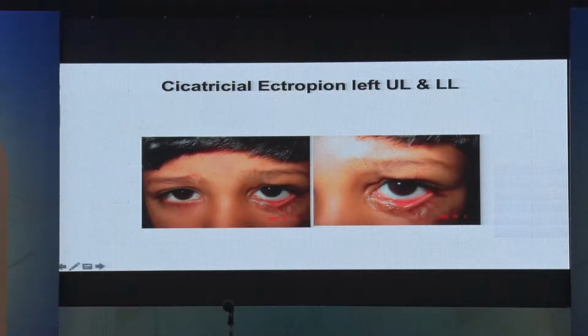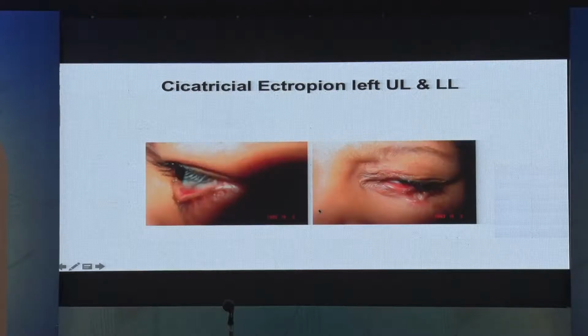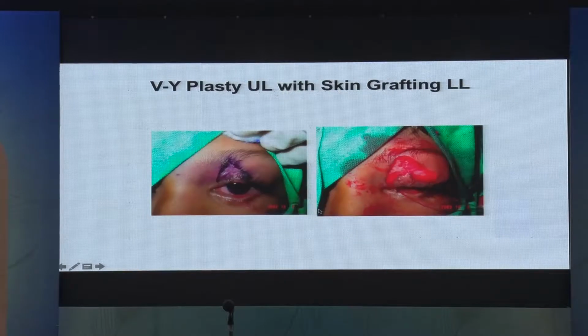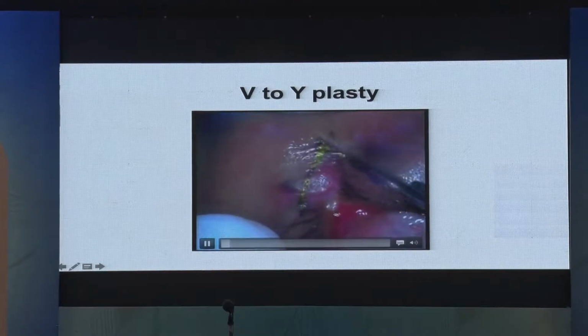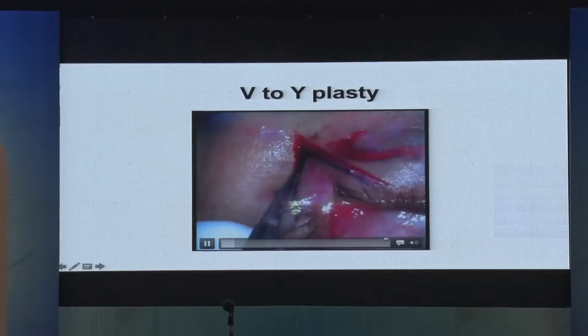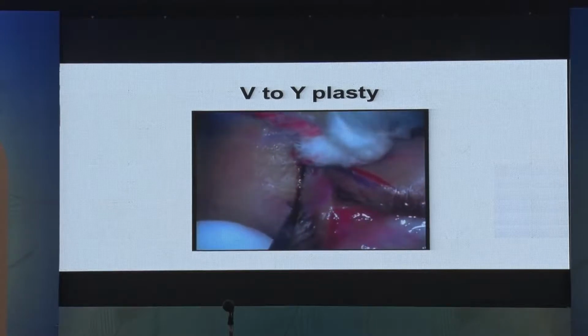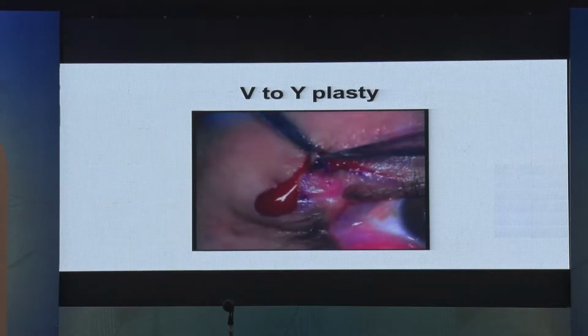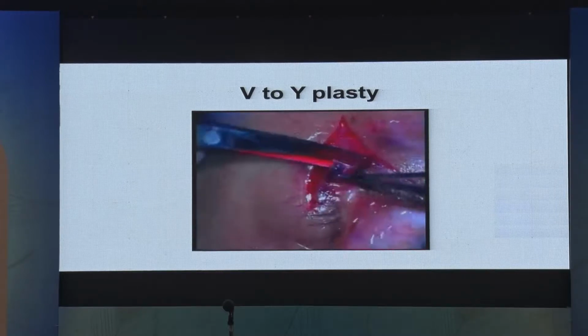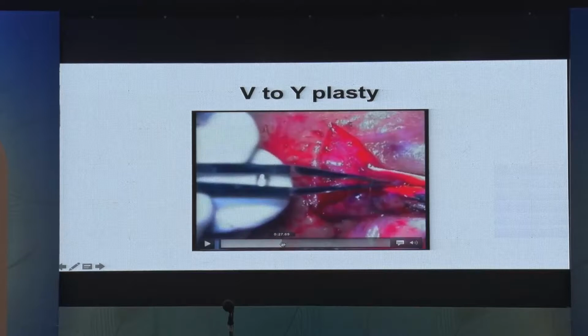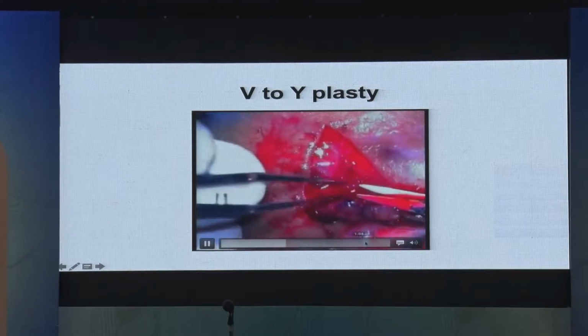So this is a cicatricial ectropion here and here, more generalized here. So we needed to do a VY-plasty in the upper lid and a skin graft in the lower lid. So let's look at the VY-plasty, where a V incision is given first. And after the undermining has been done, you can see that the ectropion has been relieved.